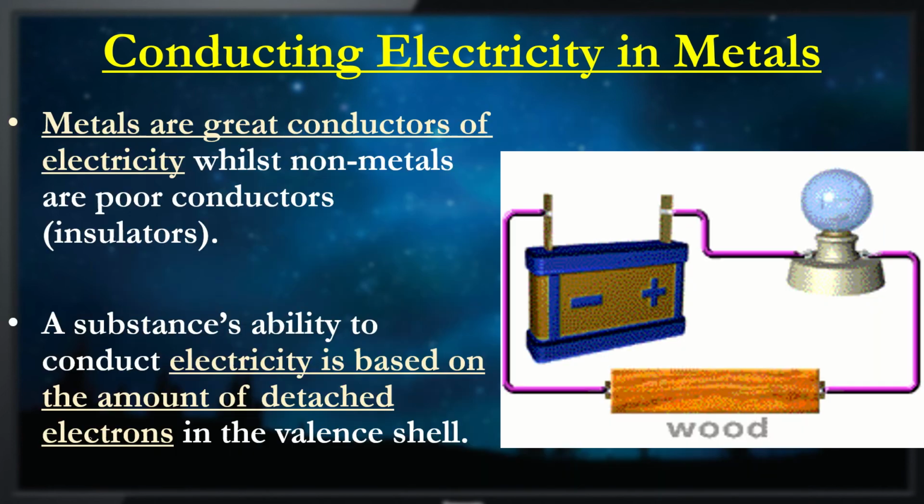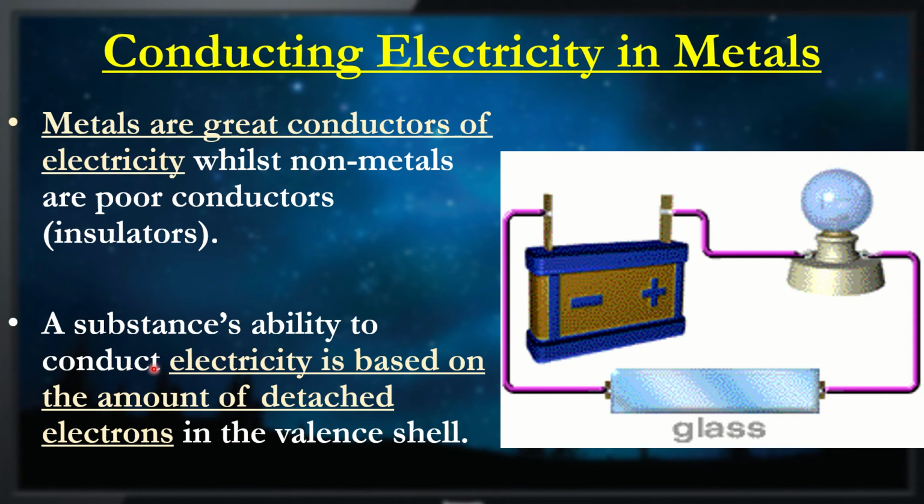So let's just quickly recap some critical points. Metals are great conductors of electricity, whilst non-metals are really poor conductors, which we call insulators. You can even see the animation here if we compare the wood, which is our insulator, to steel, copper. You can see which ones light up the light bulb.